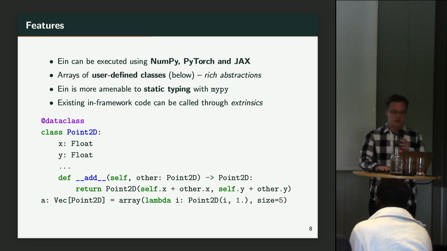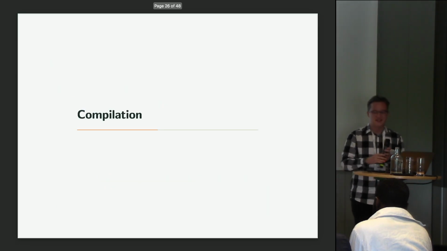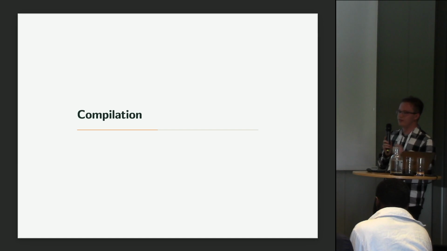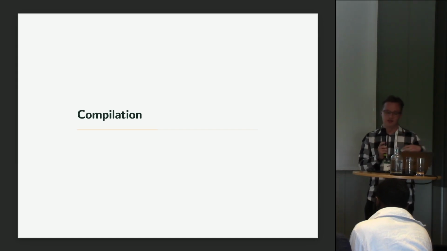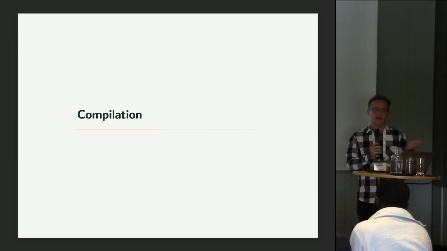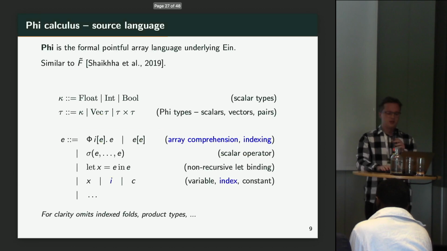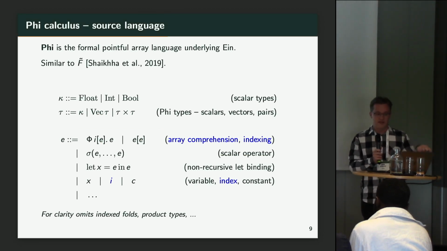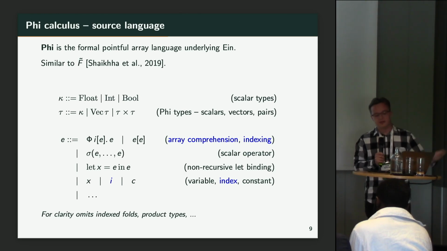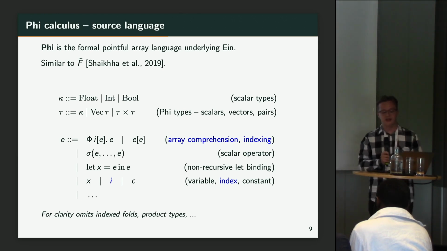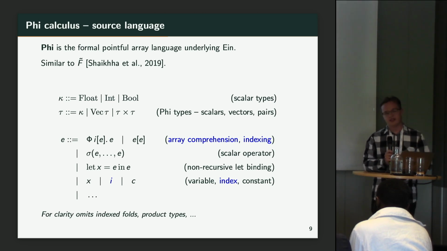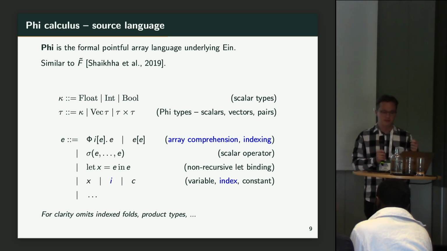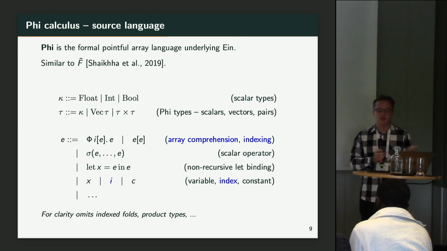So that's about Ein. But now I have to answer the question of how I'm doing the magic of going from this pointful language to a point-free NumPy-like library. Since I was saying what my source language is, this is a pretty simple calculus based on SOAC-style array calculi. This is something that has been used for devising pointful array methods for compilation, for stack memory management, for automatic differentiation. So this is pretty standard.